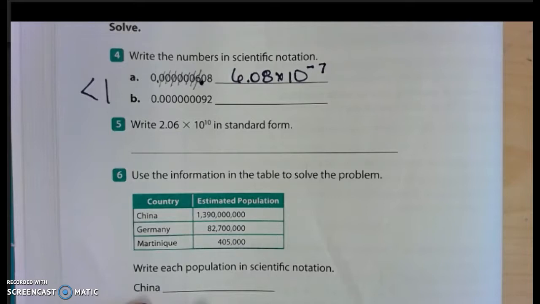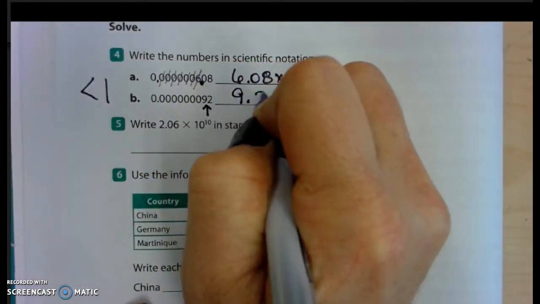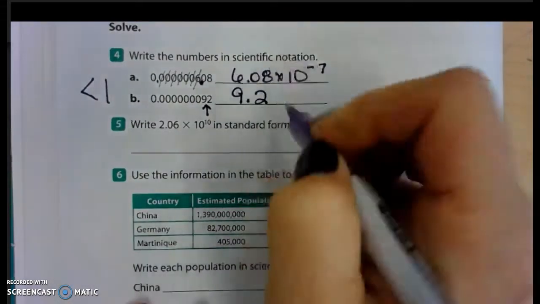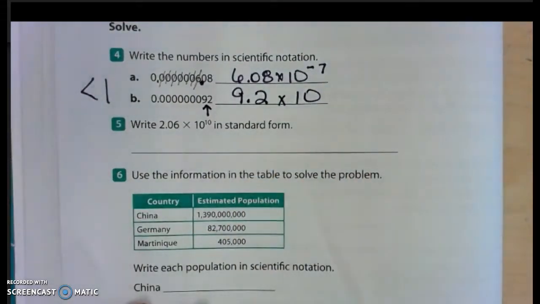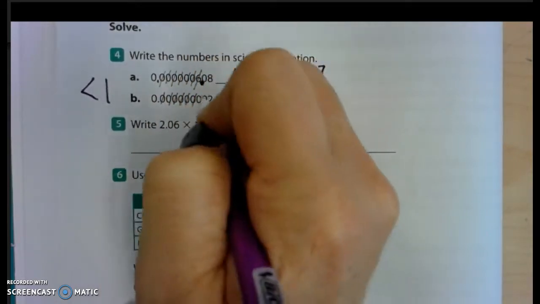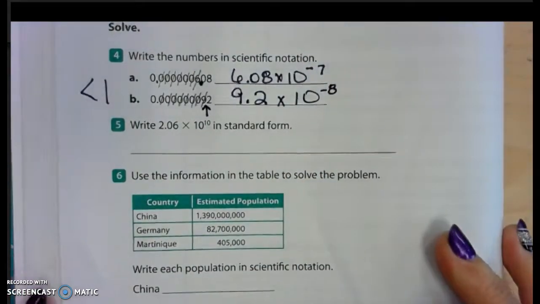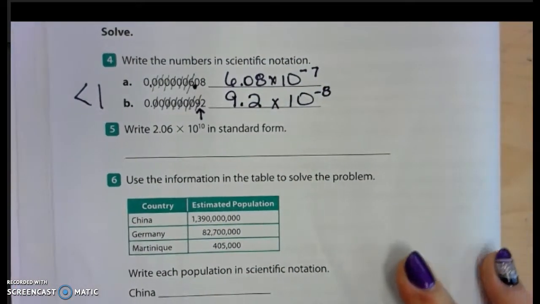The second one, I need to move my decimal between the 9 and the 2 so that my constant becomes 9.2 times 10, and I'm going to count my decimal places, 1, 2, 3, 4, 5, 6, 7, 8, and it is negative because the number was less than 1.